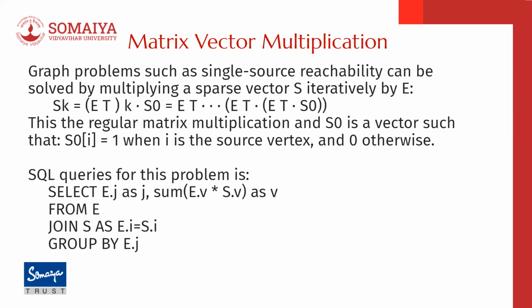The first type of matrix multiplication is matrix-vector multiplication. Problems like single source reachability can be solved by repeatedly multiplying a sparse vector S by E. This is the formula for this particular problem. S0 is the vector such that S0(I) is equal to 1 only when I is the source vertex, and 0 otherwise. The SQL query for this problem is shown below.